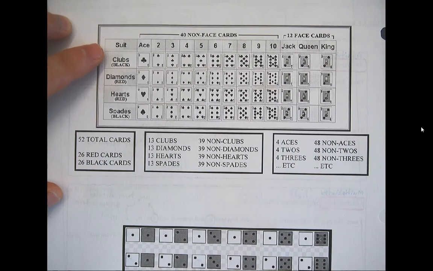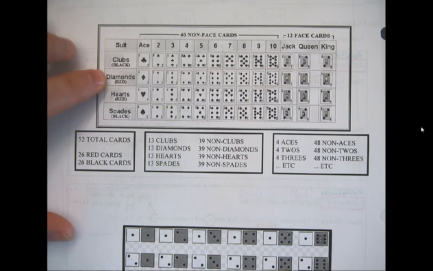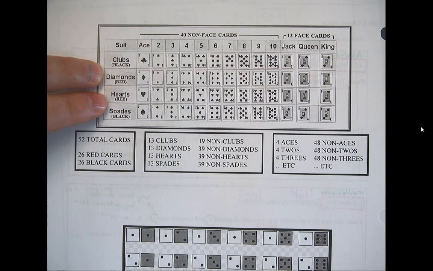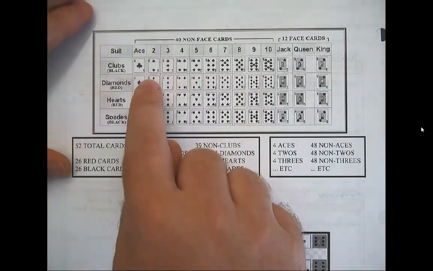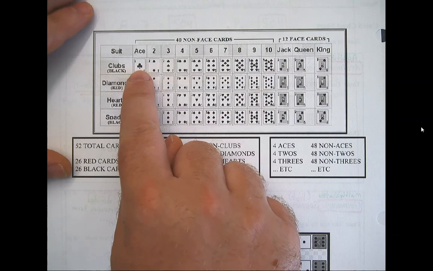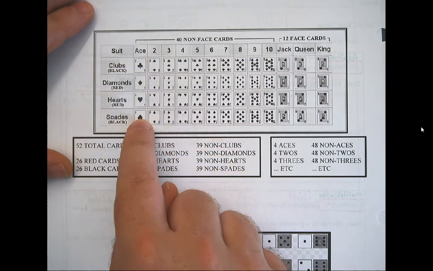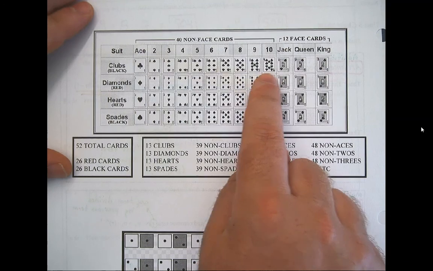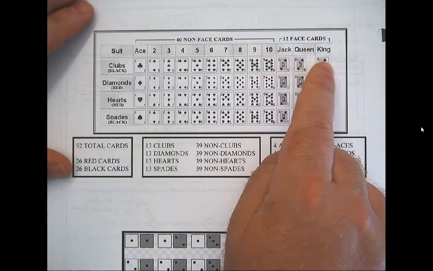The cards are separated into 4 categories called suits. There are clubs, diamonds, hearts, and spades. Spades and clubs are black. Diamonds and hearts are red. Then each suit has the same number of cards. They all have an ace, which is kind of like a 1. And then it goes 2, 3, 4, 5, 6, 7, 8, 9, 10. And then they have what's called a jack, a queen, and a king.